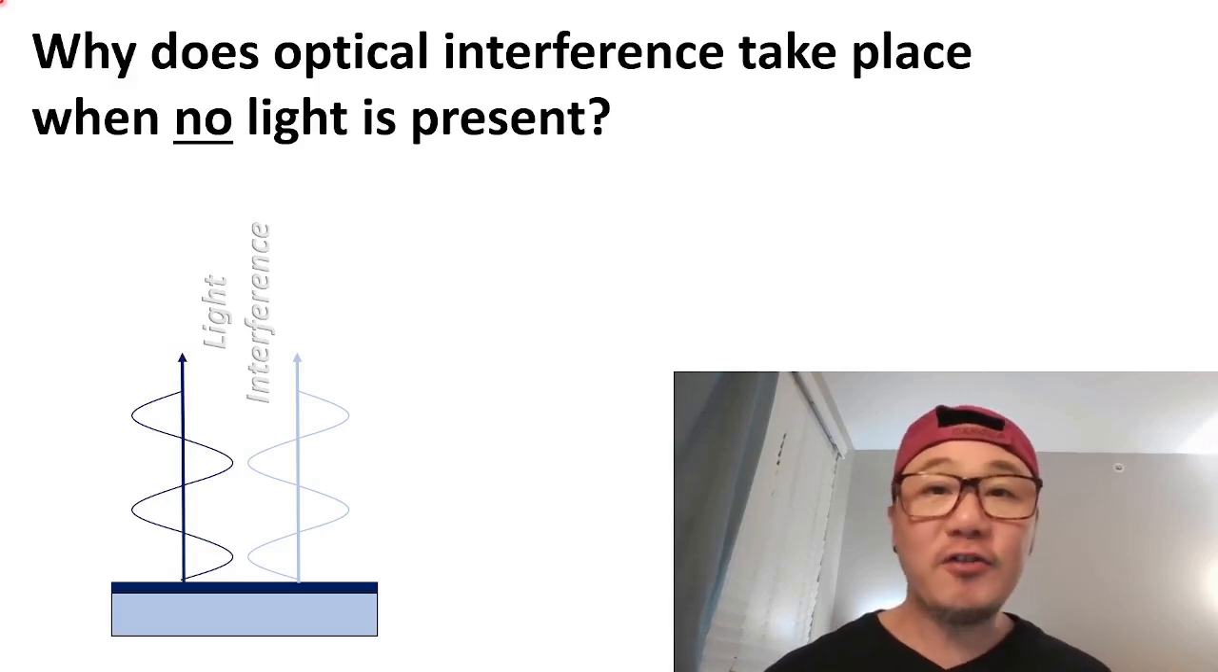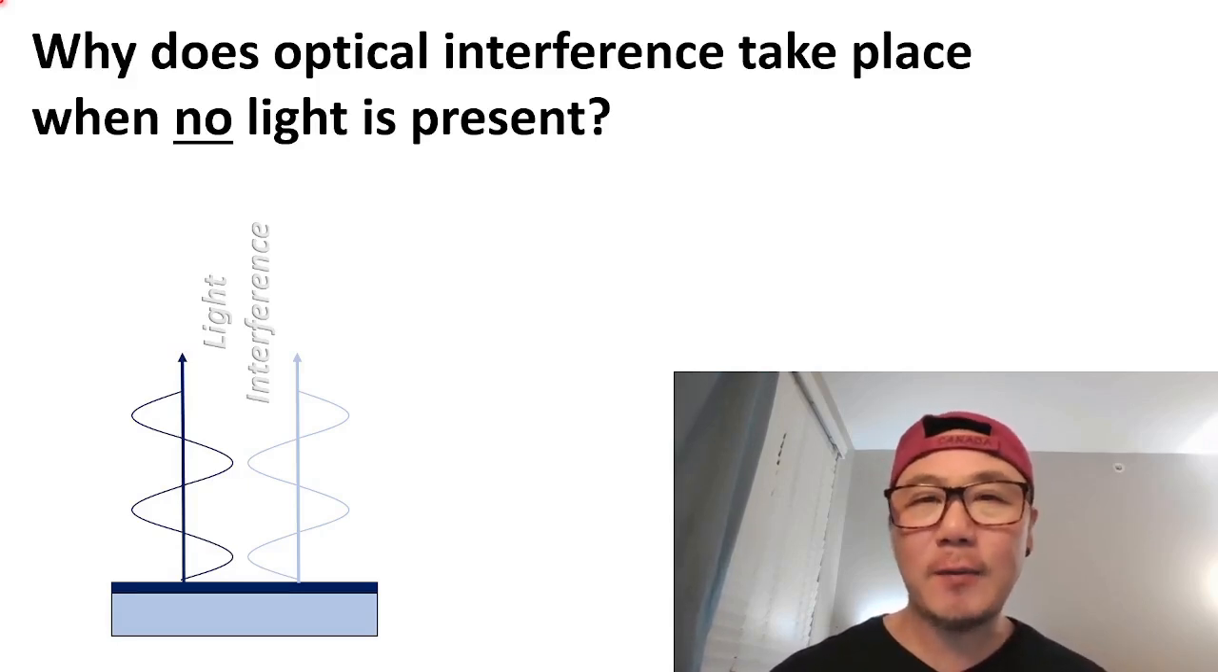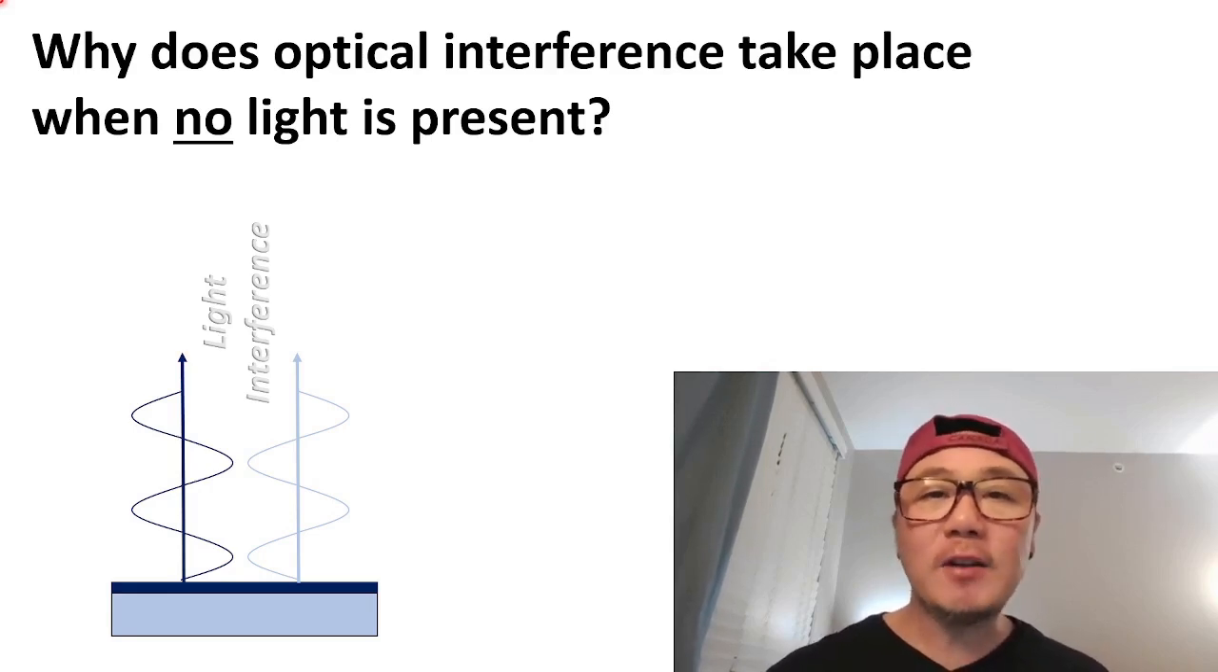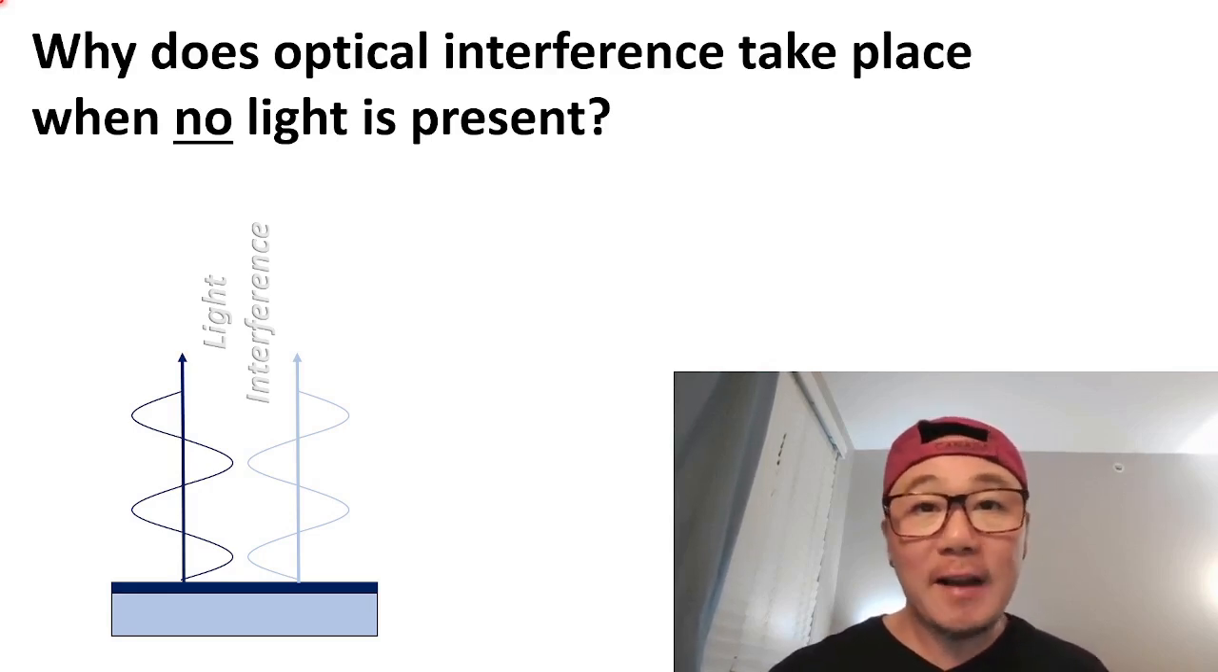Hey guys, I have a question whose answer I don't really have, but I have some thoughts to share and I just wanted to see where it would go from here. The question is, why does optical interference take place when no light is present? And what do I mean by that?